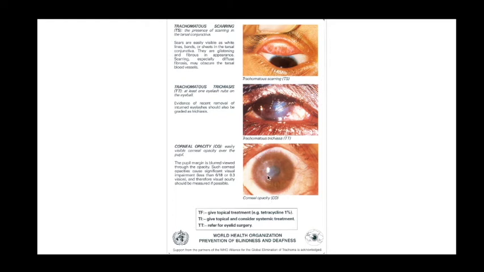And here the corneal opacification. The pupil margin is blurred, viewed through the opacity. Such corneal opacity causes significant visual impairment. It can be 6 by 18 on the Snellen's chart, and therefore visual acuity should be measured if possible.